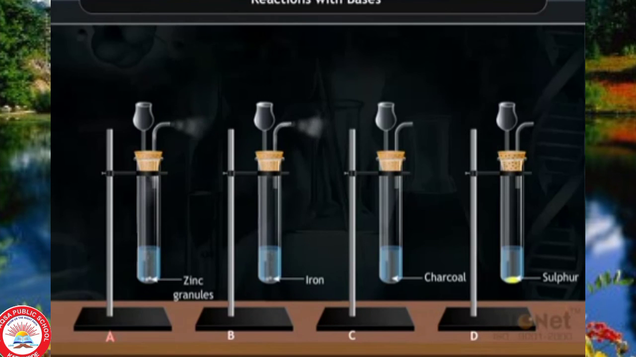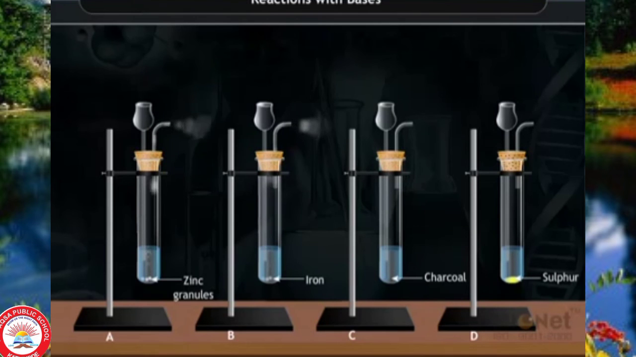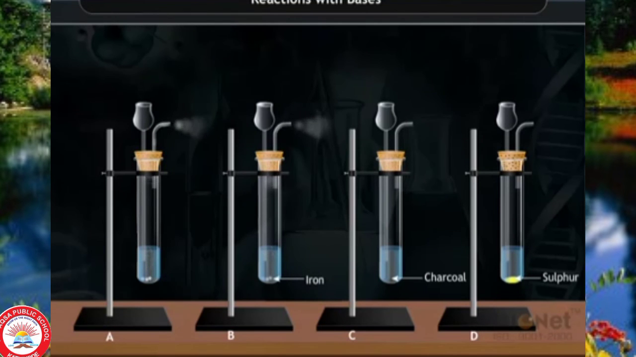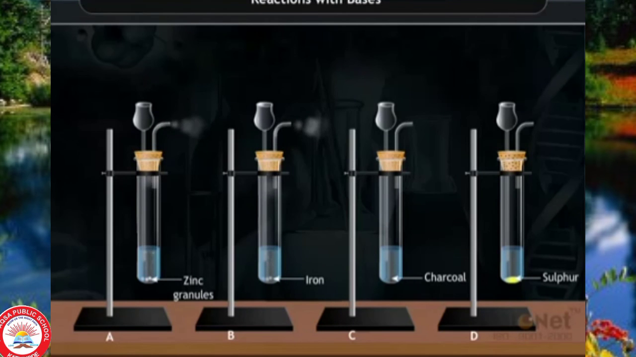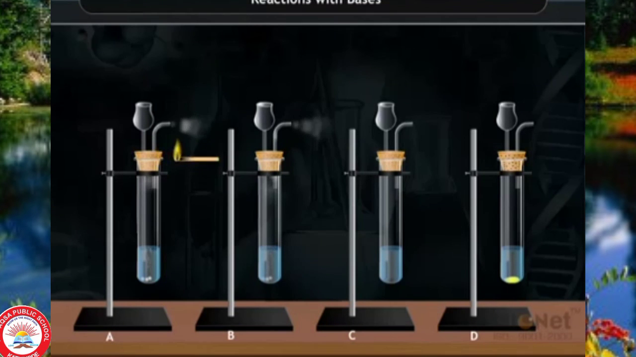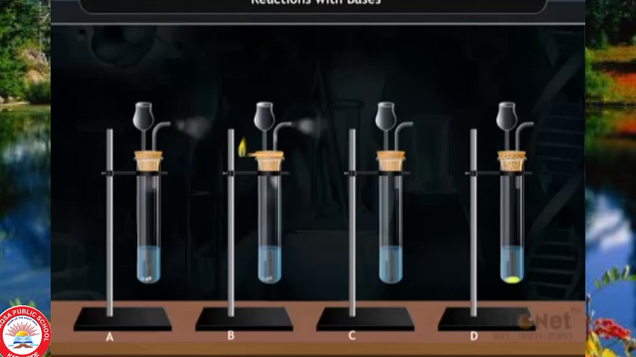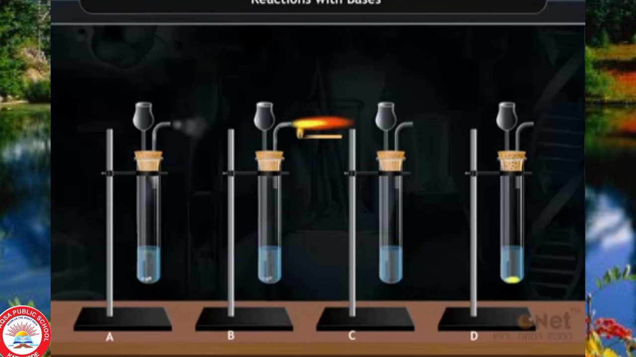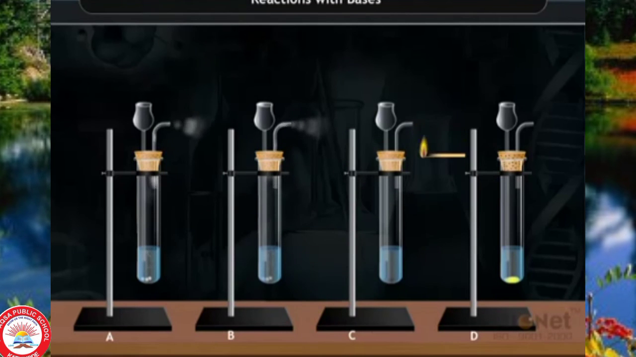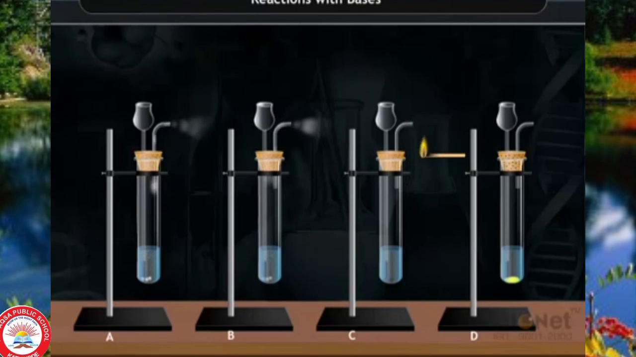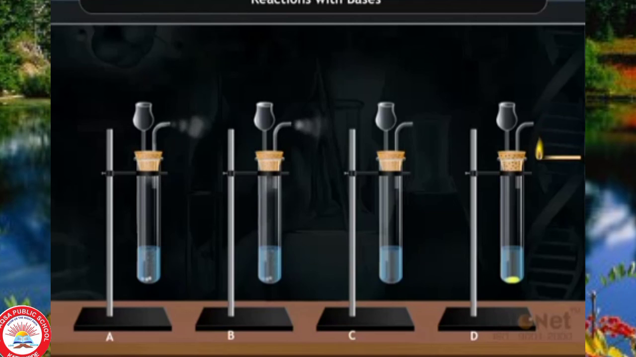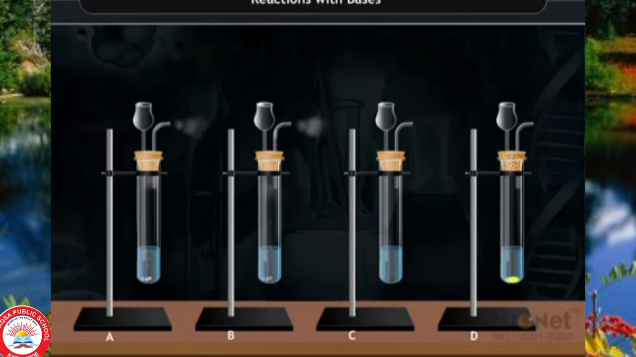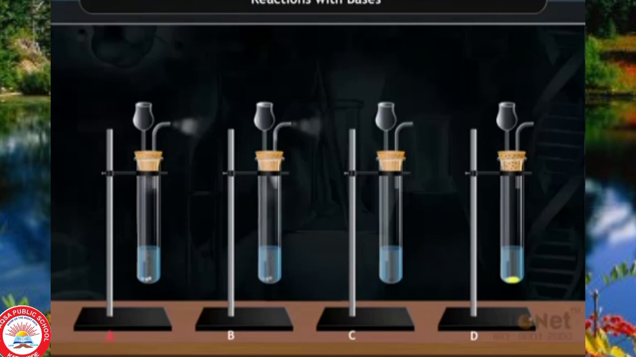Here also we can see that a gas is coming from A and B. In A, zinc granules and in B, iron, both are metals. But in C and D, we have taken charcoal and sulfur, which are non-metals. Now bring a burning matchstick near the test tubes. We can see that near A and B the gas is burning, but there is no change in test tubes C and D.